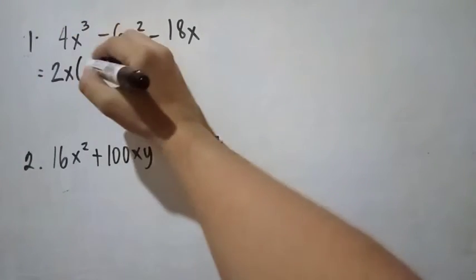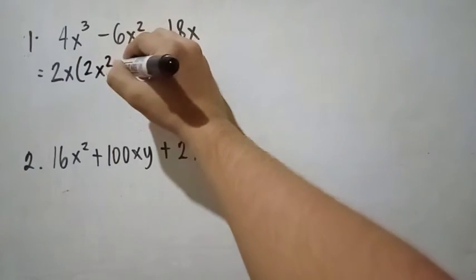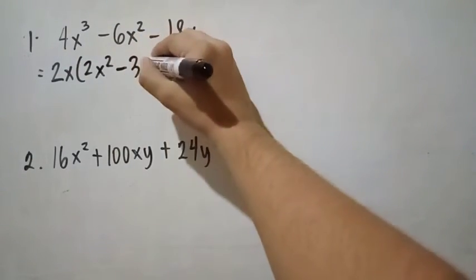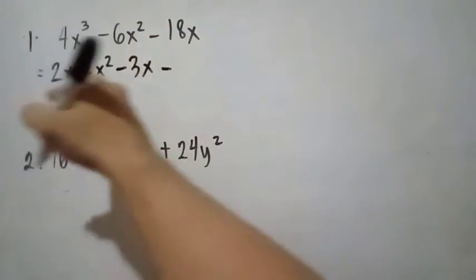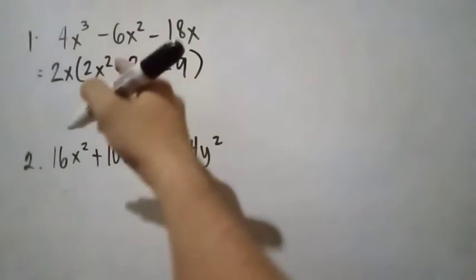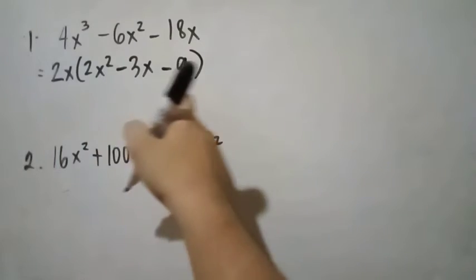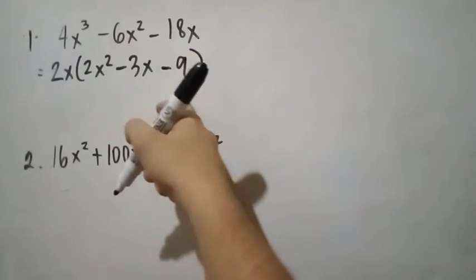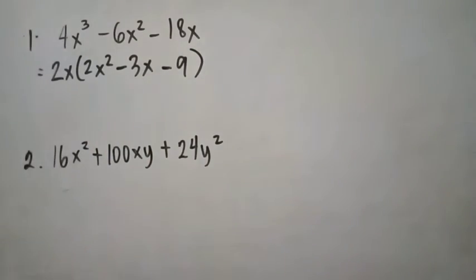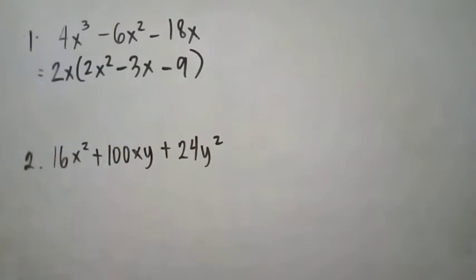So, ilabas natin yung 2x. So, we have 2x². Ayan. Minus 3x minus 9. And that's it. Ayan na yung trinomial factor na hahanapan natin ng factors kung ito ay factorable. Ano? So, ganun ulit gagawin natin kanina.